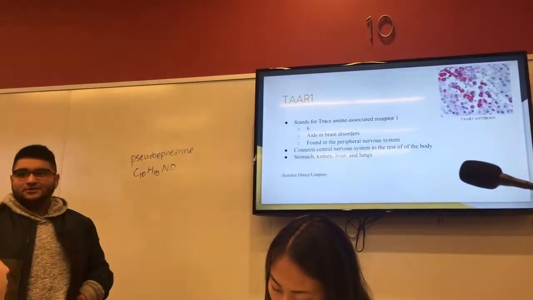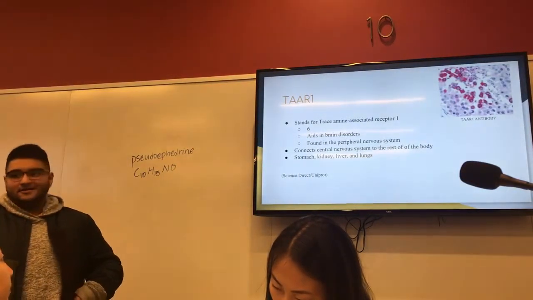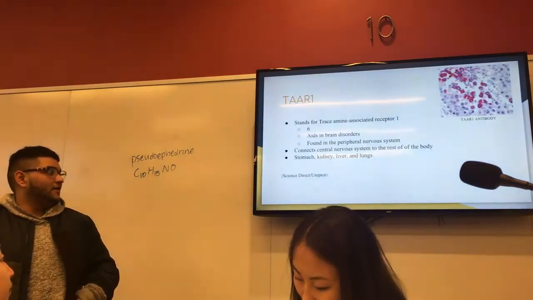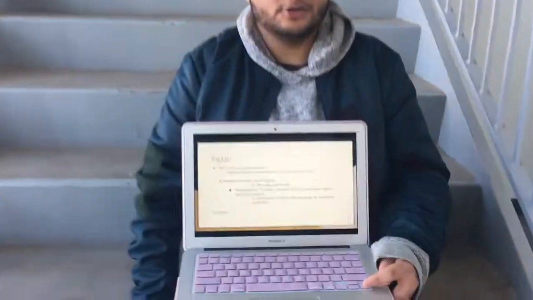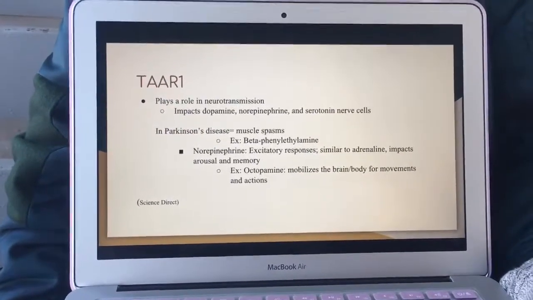As for trace amine-associated receptor 1, there's a total of 6 in our bodies. It helps cure brain disorders, and it's found in the stomach, kidney, lungs, and blood. It plays a role in neurotransmission, so it impacts serotonin, dopamine, and norepinephrine levels. It also plays a role in Parkinson's disease. An example would be muscle spasms that are caused.